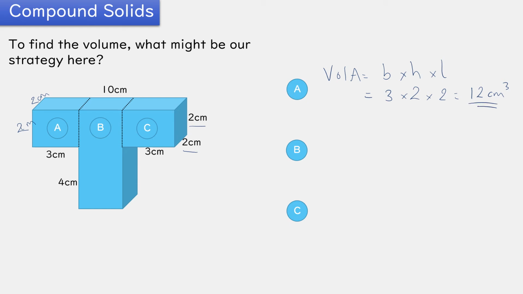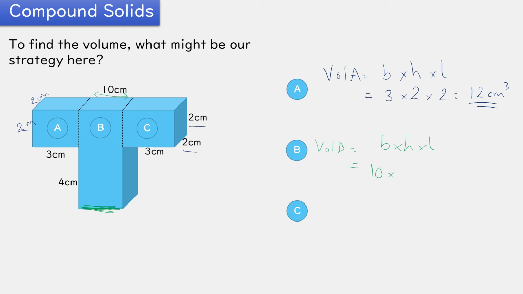Okay, what about shape B, the solid B? Well, again, it's a cuboid, so volume of B is also going to be base times height times length, but what are those values? The base, what is this length base here? It's 10 centimetres. Let's have a look at the top. It's going to be the same as the top as the bottom.